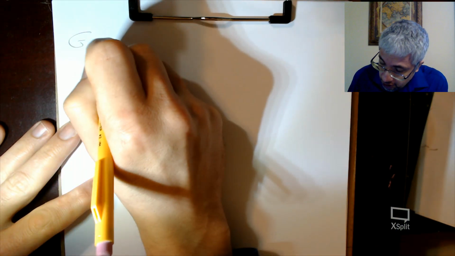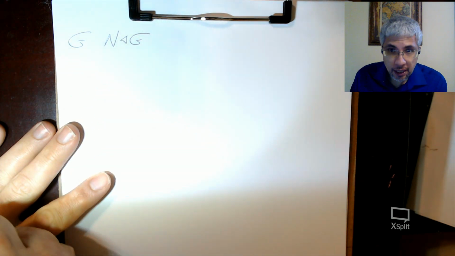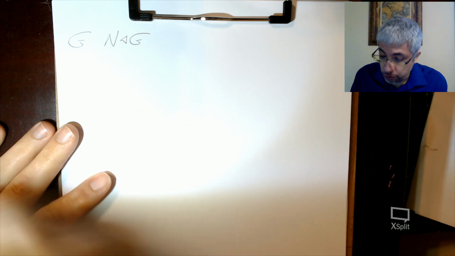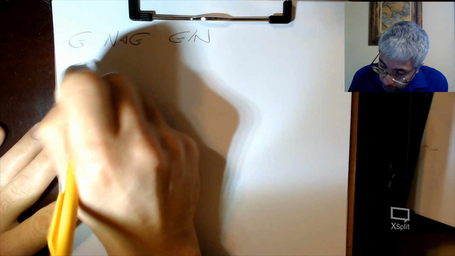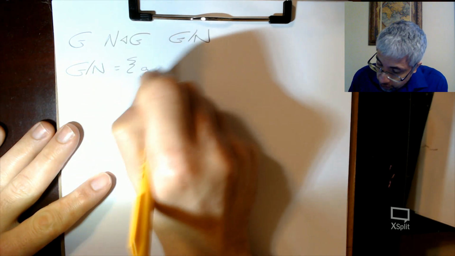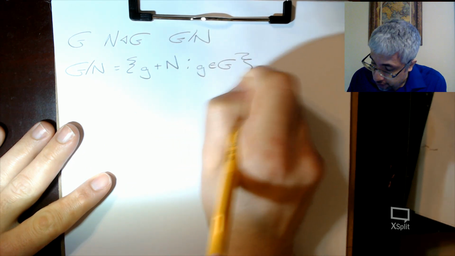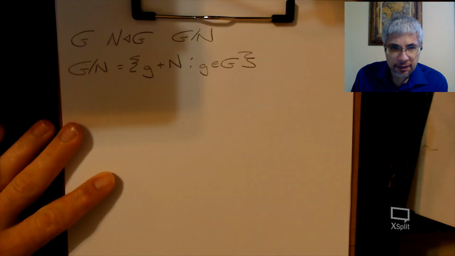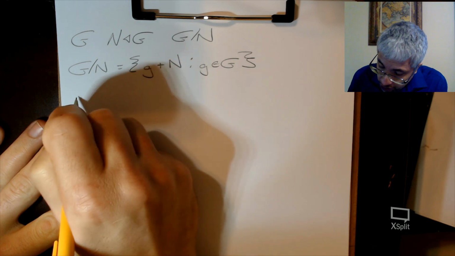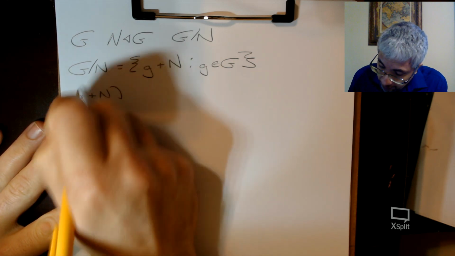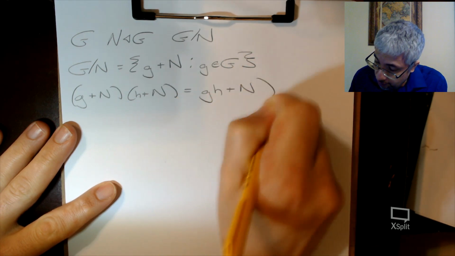You have some group G, you have some N, which is a normal subgroup in G. And what we do is we form a new group, G mod N. And what are the elements of this group? Well, what we do is we take the set of all g plus N for g in G. Let's dim that a little bit. There we go. So we take this and we have an operation. We say that (g plus N) times (h plus N) is equal to gh plus N.